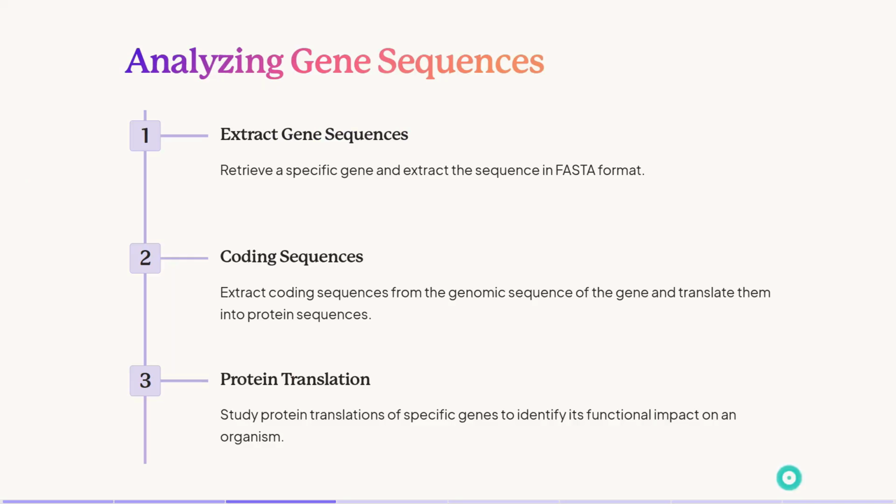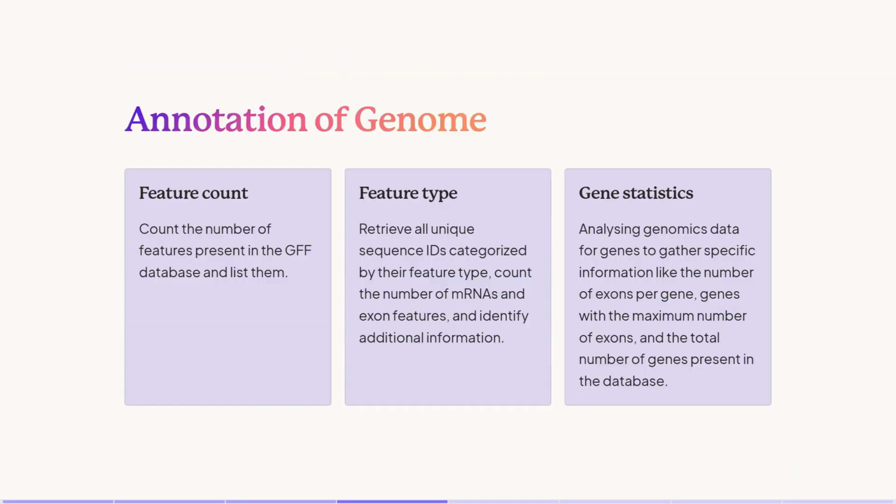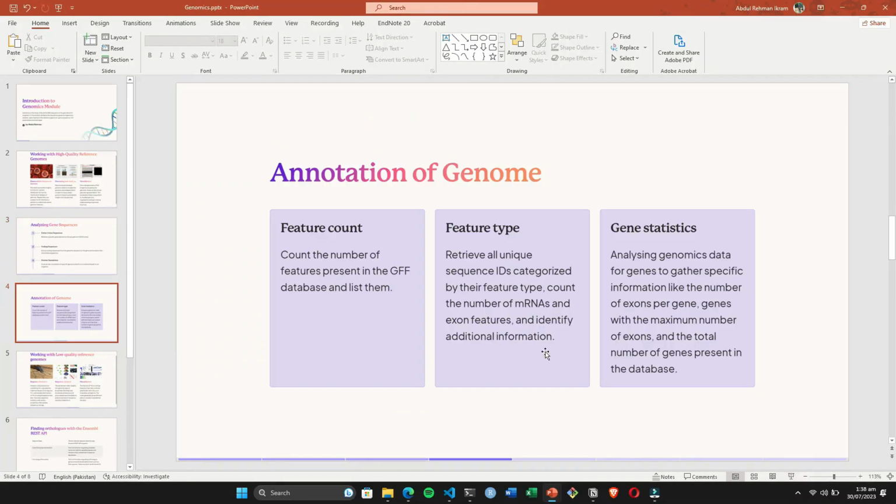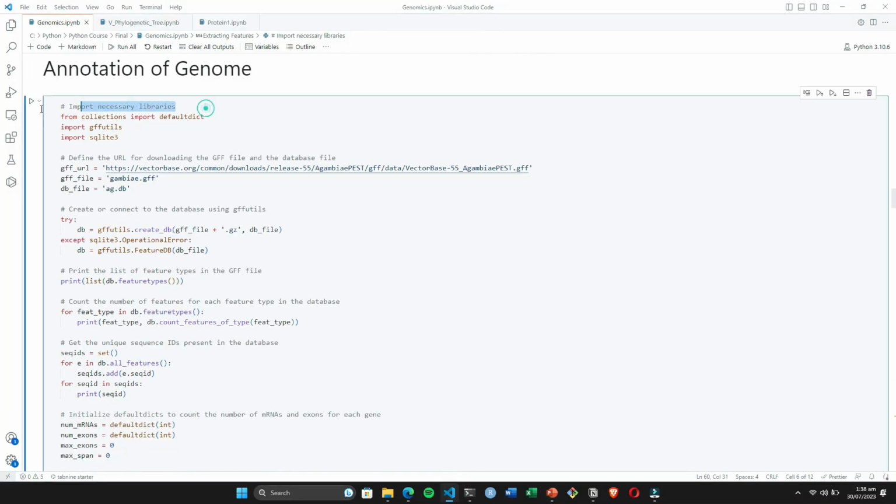And if we move on to another slide, we can annotate a genome. We can count the number of features present in the GFF file and GFF database and list them. Also, we can retrieve all the unique IDs and categorize them by feature type, count the number of mRNA or exon features, and identify additional information which is present in the genome. We can also analyze the genomic data of the gene and gather specific information like the number of exons per gene, genes with the maximum number of exons, minimum number of exons, total number of genes present in the database or the genome. So if we move on to our core section, we will just import the libraries.